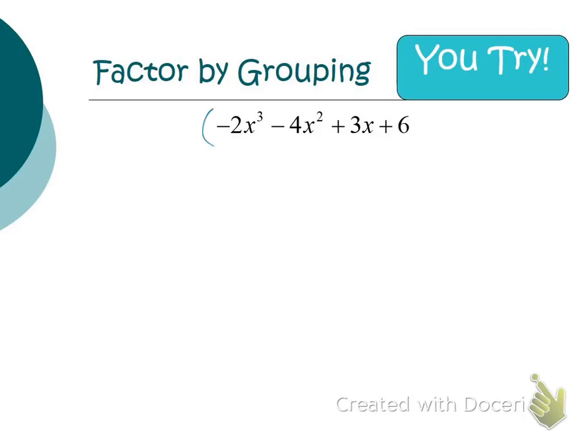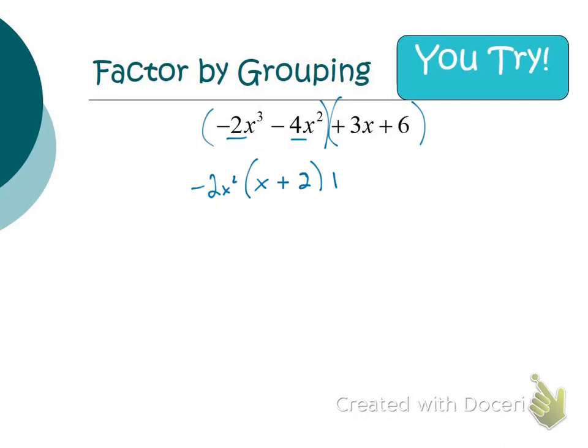Okay. So group here and group here. Your greatest common factor here should have been a negative 2x squared. If you divide these by negative 2x squared, you should be at x plus 2. If I divide negative 4 by negative 2, we get positive 2.